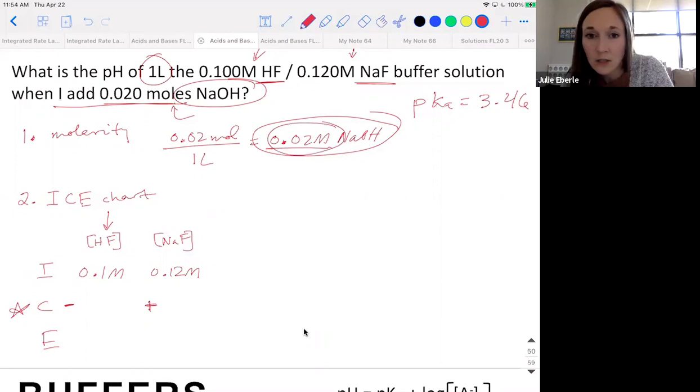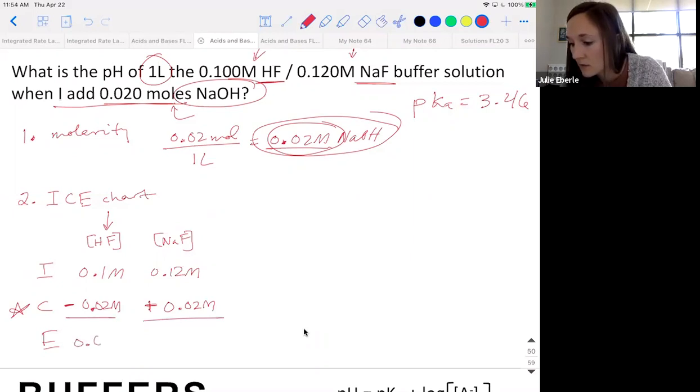Now, they're going to change by how much? Well, we want to neutralize all the base, so they're going to change by 0.02 molar. This is why you have to use units of molarity. Now, we're just going to add up our columns. E stands for the new equilibrium concentrations. So for HF, it's 0.1 minus 0.02. So I got 0.08. For our conjugate base, NaF, it's 0.12 plus 0.02, so 0.14.